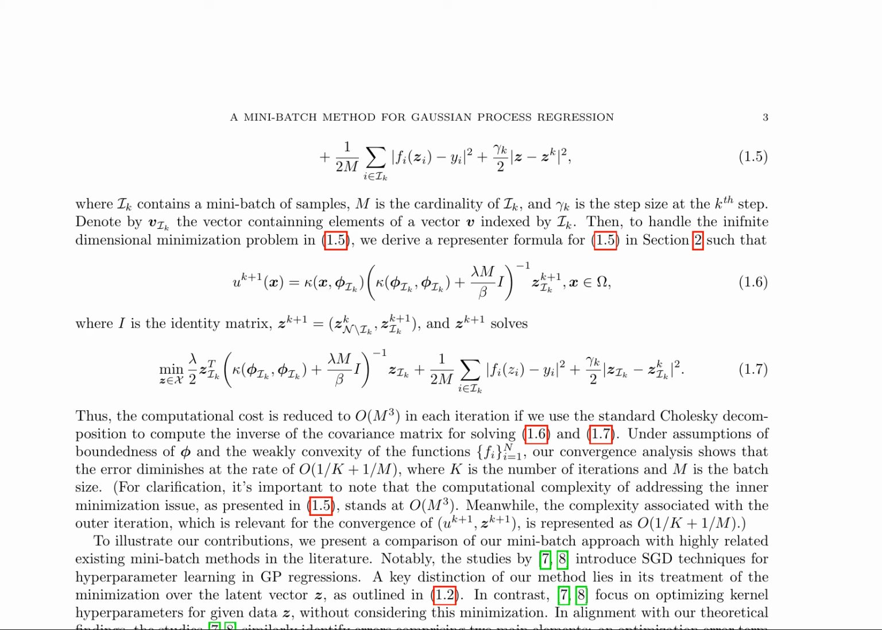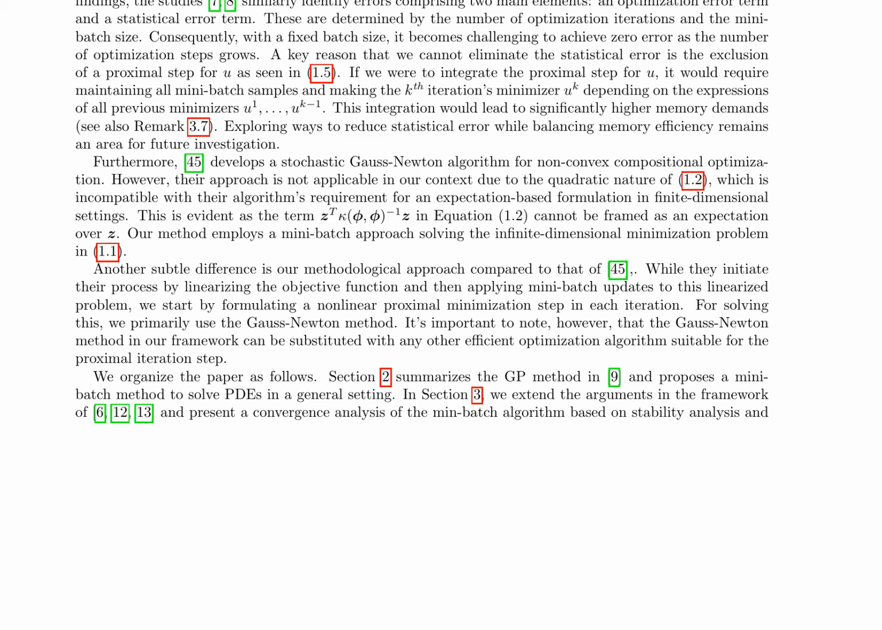The method distinguishes itself from existing mini-batch approaches by considering the minimization over the latent vector z. It also contrasts with the stochastic Gauss-Newton algorithm for non-convex compositional optimization, which is not applicable due to the quadratic nature of equation 1.2. The authors note that their method does not eliminate statistical error, which arises from excluding a proximal step for U. Integrating this proximal step would require maintaining all minibatch samples and making the kth iteration's minimizer U_k dependent on the expressions of all previous minimizers U_1 through U_{k-1}, leading to higher memory demands.